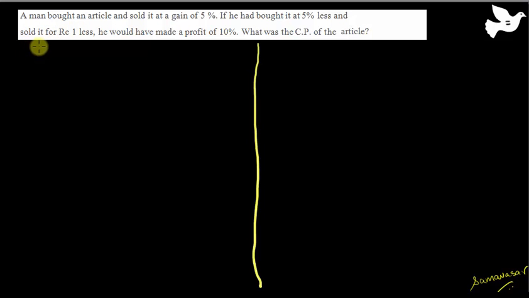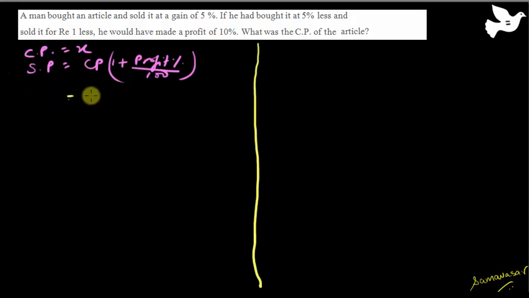So let me assume that my cost price is equal to X, right? That is what I'm asked. Now the selling price, he is selling at a gain of 5%. We know the formula, selling price is equal to CP into 1 plus profit percent by 100. Now in this case, selling price will be X into 1 plus 5 by 100, which is equal to 105 by 100 X. Now let me keep it like this.